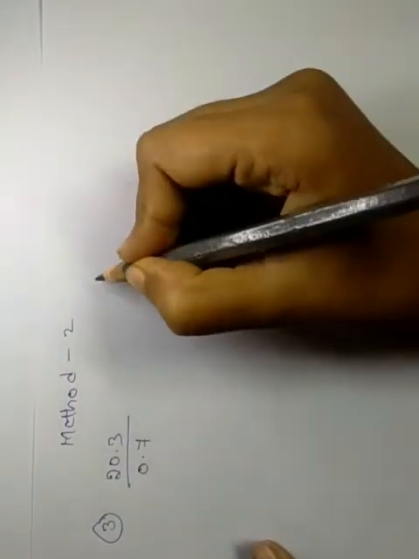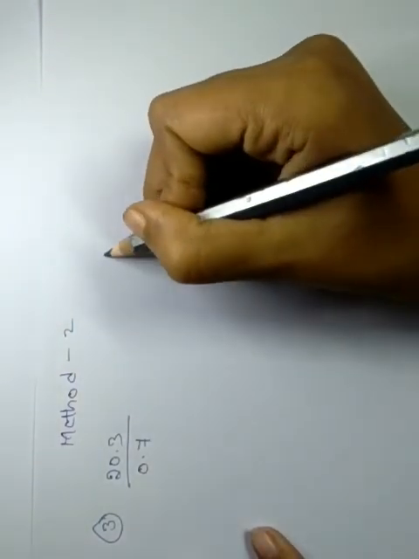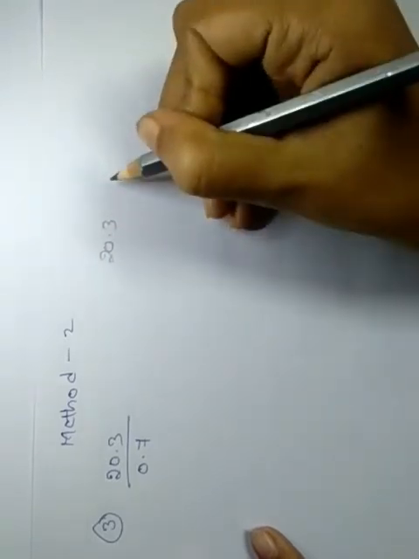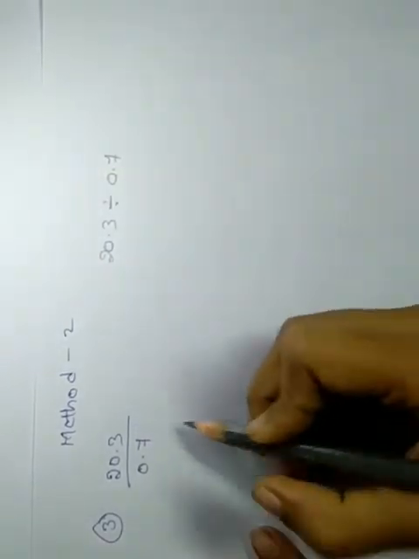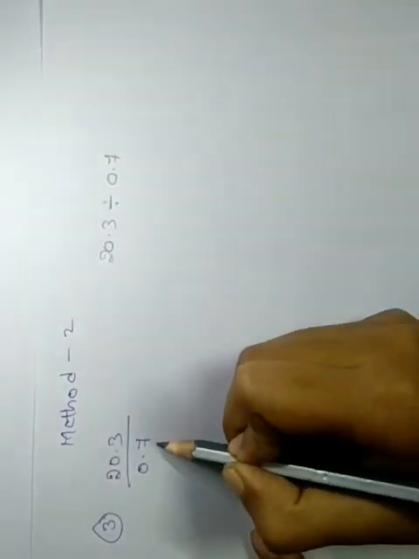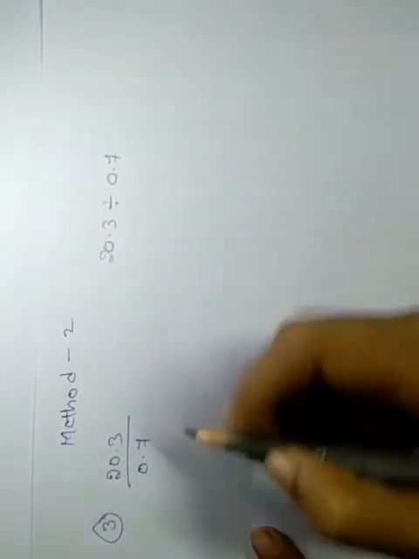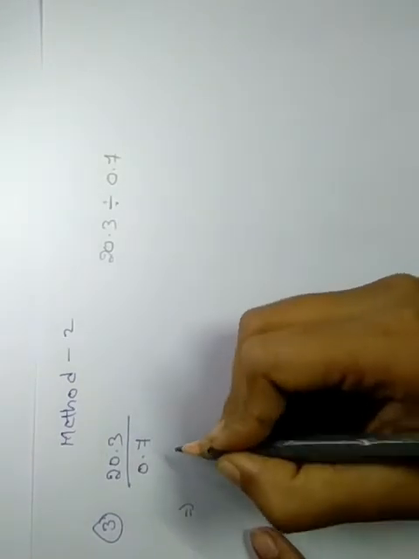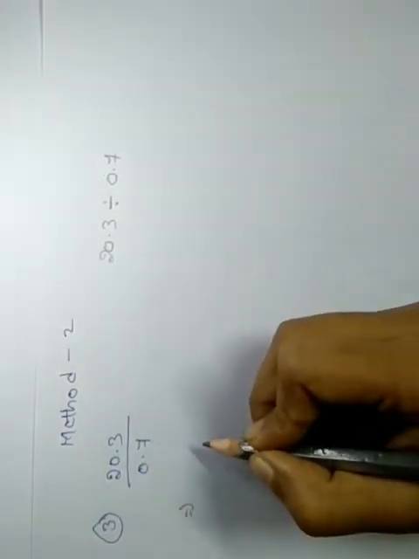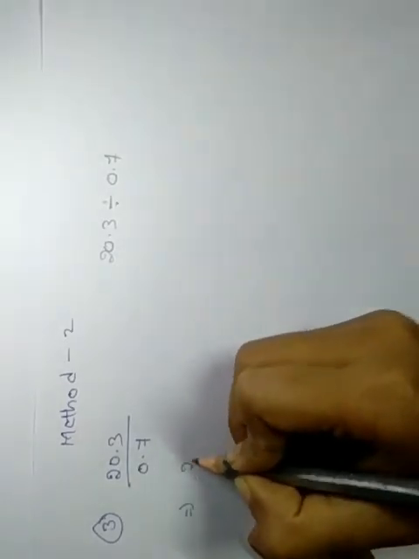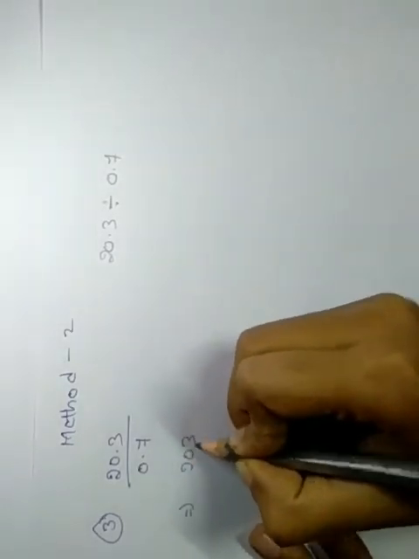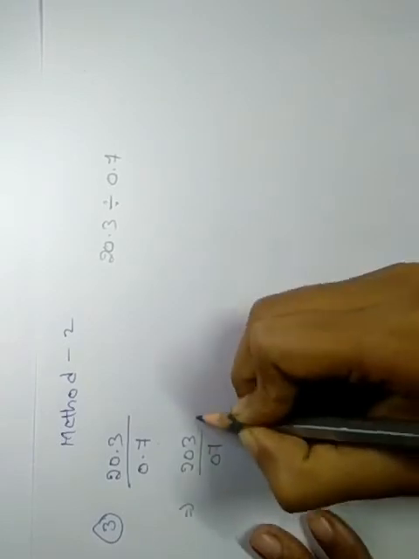Dividing a decimal number by a decimal number using the second method, right? In examples 1 and 2 you learned how to divide a decimal number using this symbol, yes or no? Now they have given it in the form like this. Now we have to divide these two numbers. How to divide? As you all know, the first step is we have to ignore the decimal point and write 203 divided by 07, right?